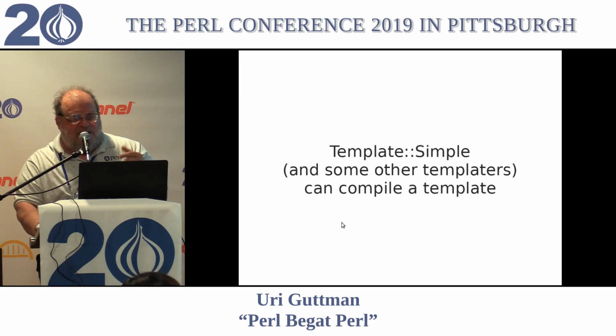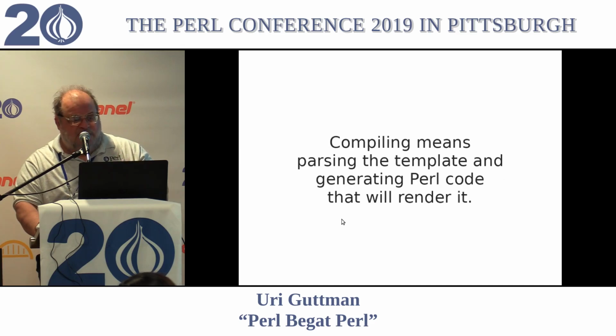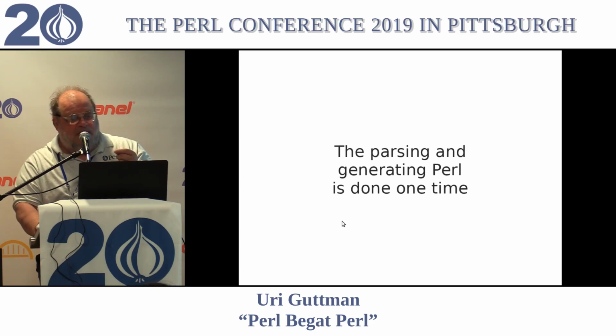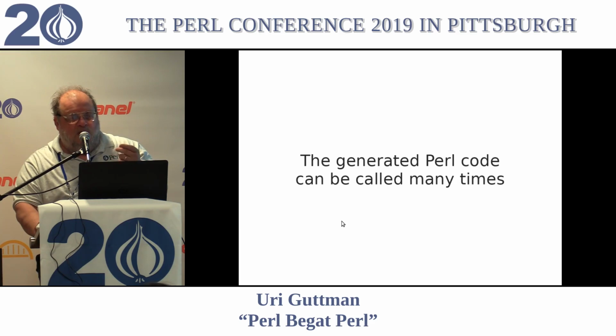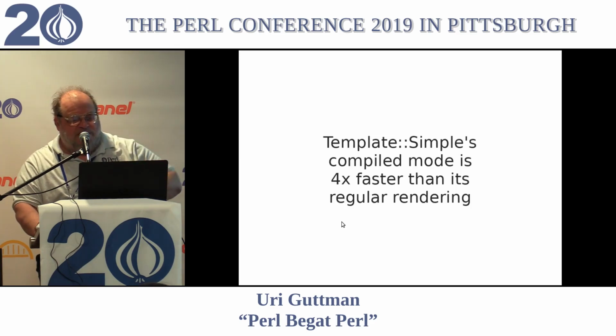Some template modules, like Template::Simple, can compile a template. They pre-parse it, and they generate Perl code or use some other technique. That means parsing the template and generating Perl code that will render it. This is done one time, and you can call it many times. So if you have a library of templates and you pre-parse them, you'll save a lot of time rendering all your text. Template::Simple's compiled mode is 4 times faster.